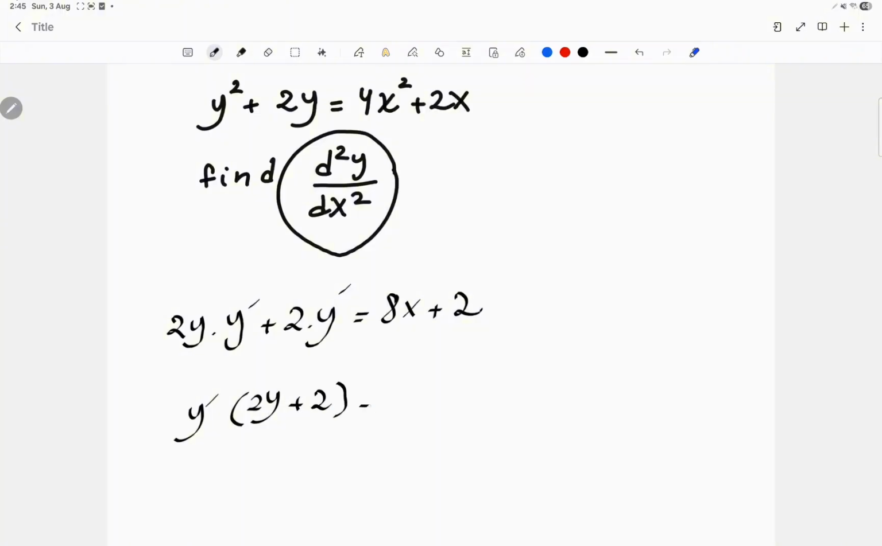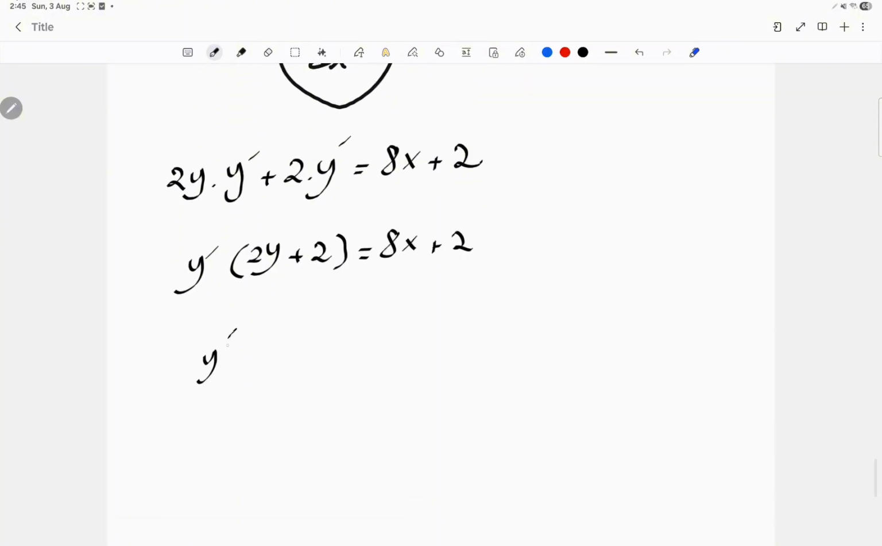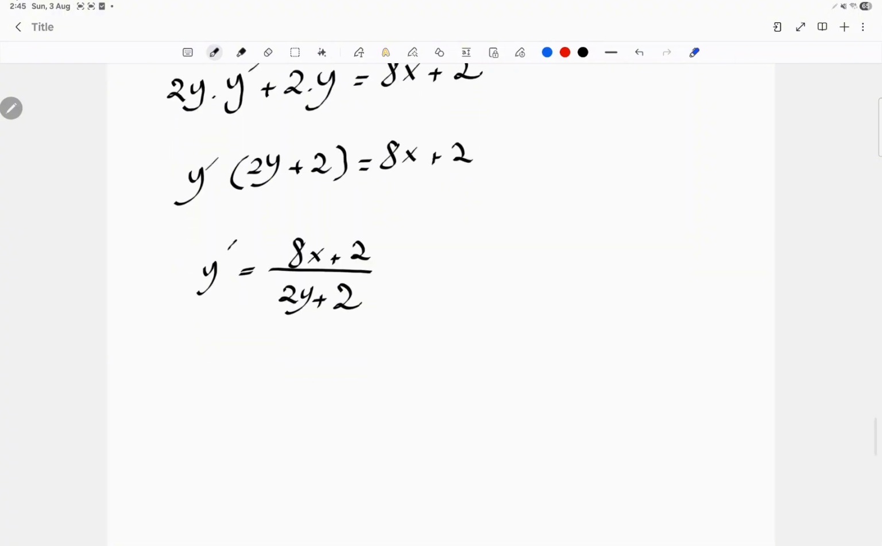2y plus 2, 8x plus 2. So y prime is equal to 8x plus 2 over 2y plus 2. One thing, can we use dy over dx? Same thing, but this is for me easier to write. So, I was right.